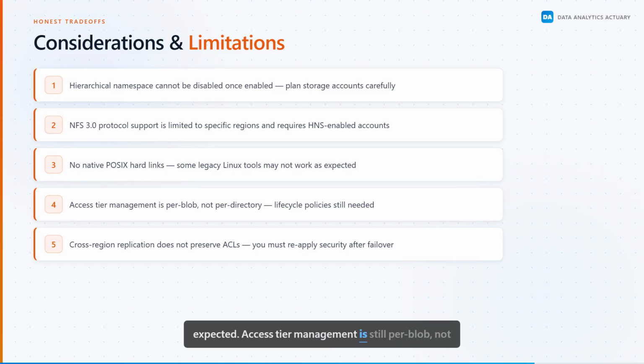Access tier management is still per blob, not per directory. You still need lifecycle policies for automatic tiering. And cross-region replication does not preserve ACLs. You must reapply your security configuration after a failover event.